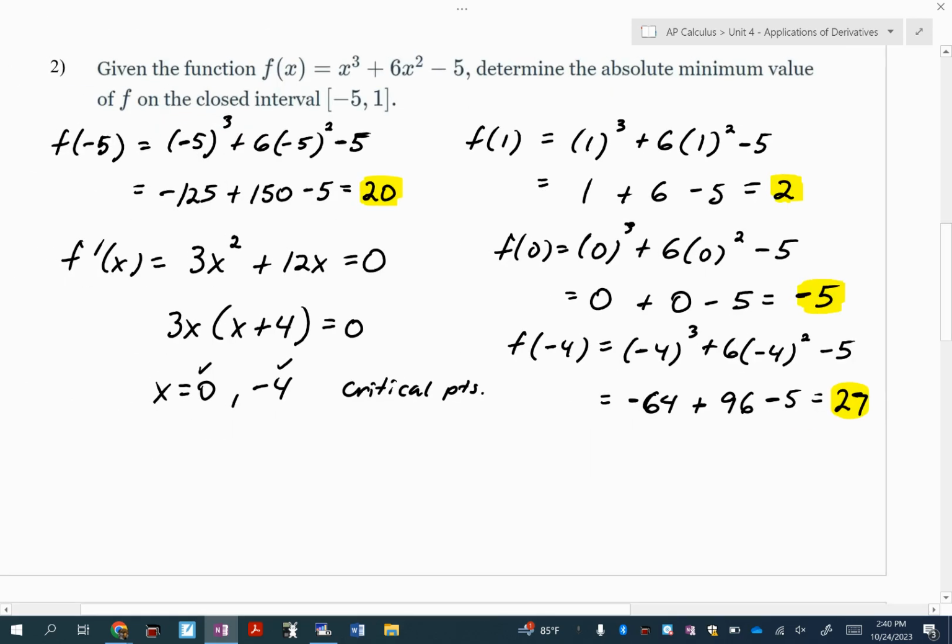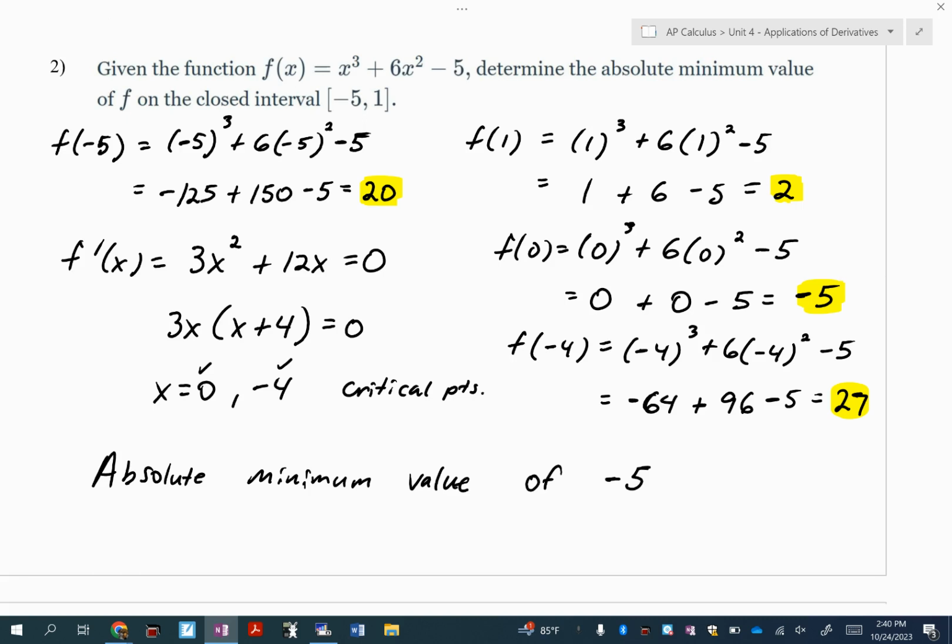So the absolute minimum value is -5. Now be careful when you're taking the AP exam, right? Sometimes they'll ask questions where they say, what's the absolute minimum value? Sometimes they'll say, what is the X value where the absolute minimum occurs? So just be careful about what they're asking.